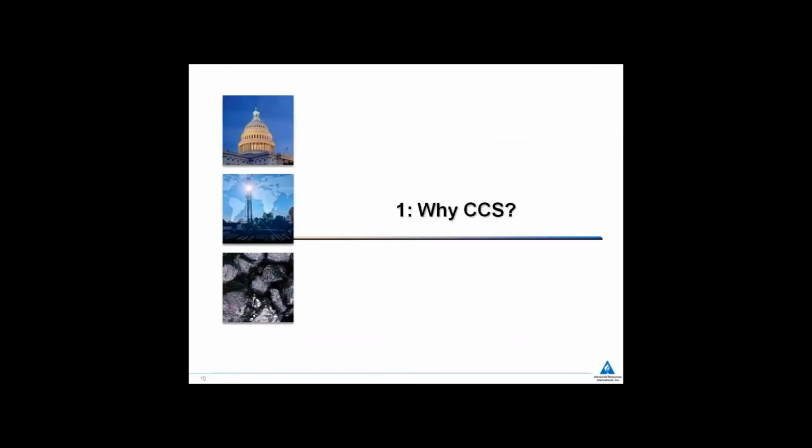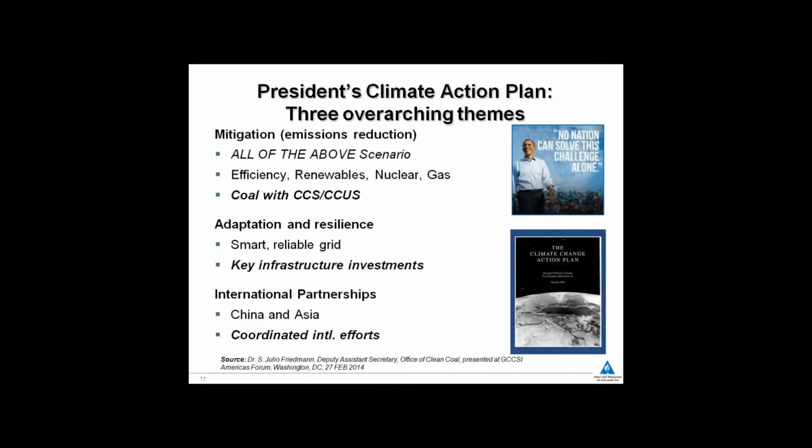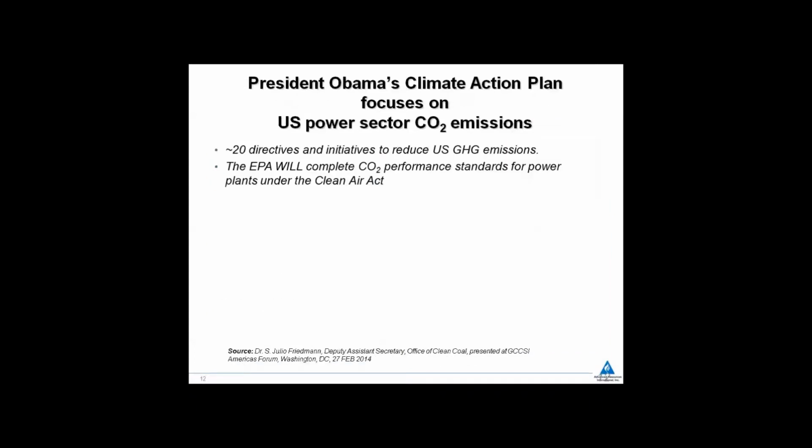Obviously, those of us that are here understand what CCS is and its importance, but very briefly, from a U.S. perspective, CCS certainly falls in line with the administration and President Obama's overarching themes to address coal with CCS and CCUS, with key infrastructure, and more recently than in the past, coordination internationally with other countries and processing what technologies we have here and beginning to share those technologies internationally.